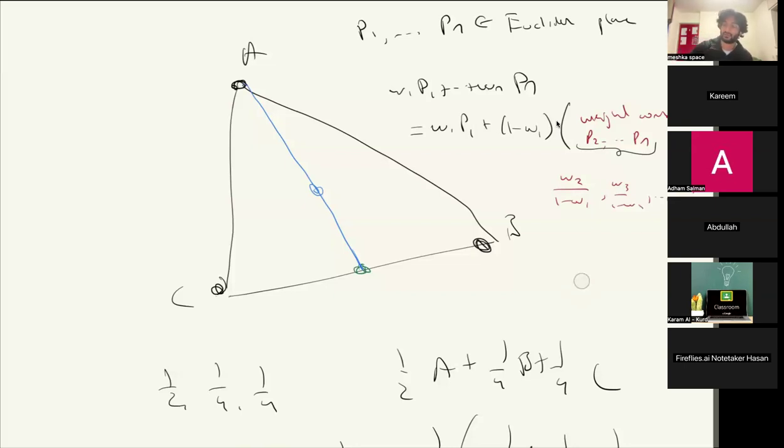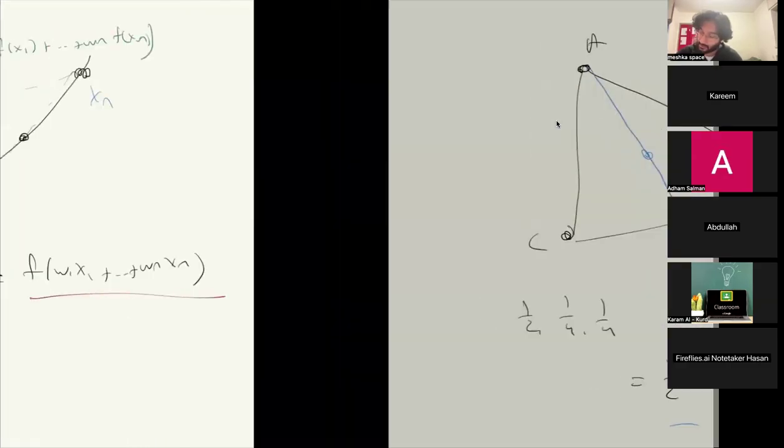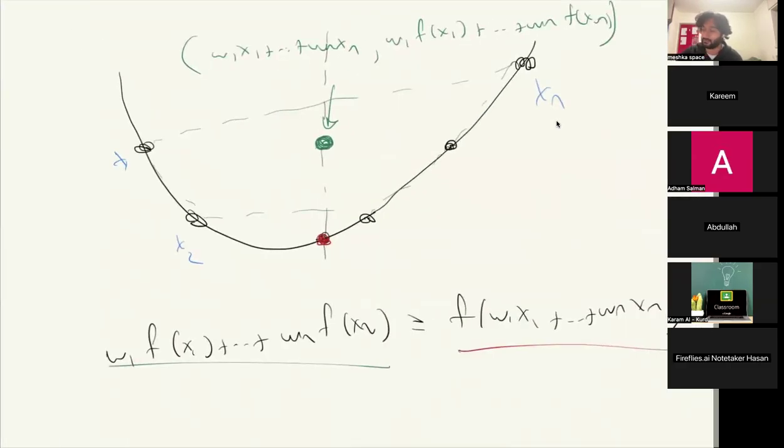Yeah, exactly. So this is the great thing about convex combinations, right? They stay inside of the convex hull. And so we apply that here, and what we see is that this green point must be above the curve, because it's inside the convex hull of all of it. And that proves Jensen's inequality. It's a very nice and intuitive inequality. It's really a graphical thing.